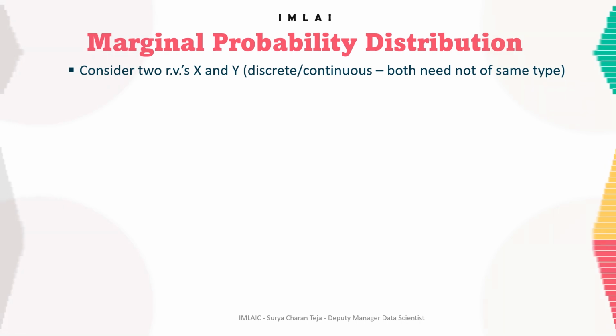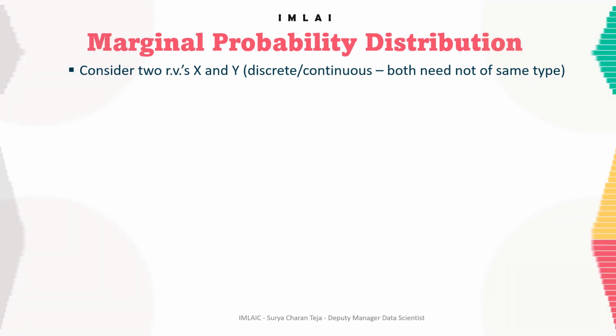Now we want to do more. It's not just two or more; we want a set of events. So then comes the marginal probability distribution. A marginal probability distribution is a probability distribution that gives the probability of an event or set of events occurring, regardless of the values of the other variables.